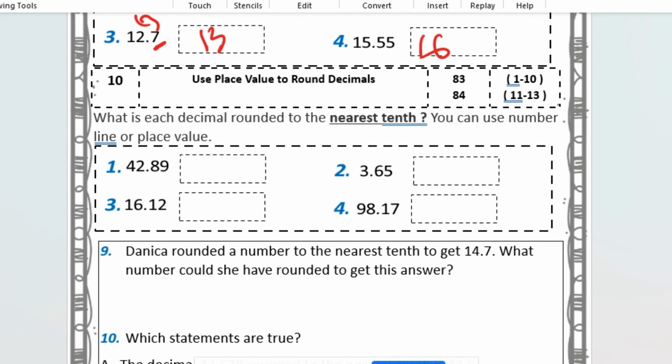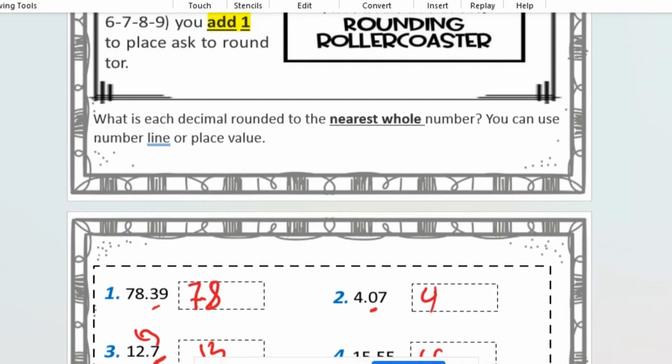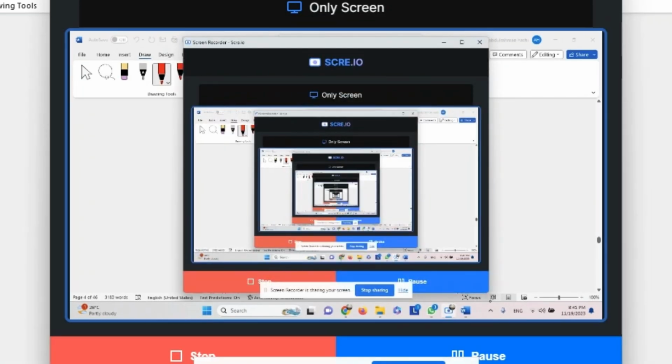Now, what is each decimal rounded to the nearest tenth? When we round to the nearest tenth, we don't look at the first number after the decimal point, we look at the second one. So pay attention to the question. When it says nearest tenth, you look at the second number after the decimal point. When it says to the nearest whole number, though, you look at the first number. So it all depends on the question. Okay?